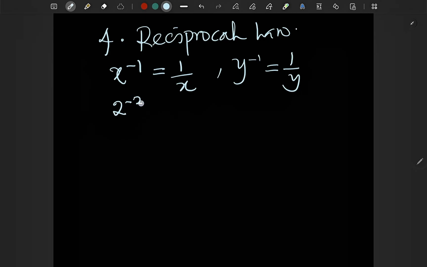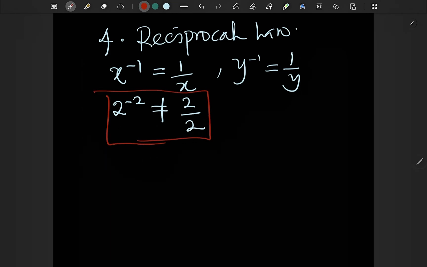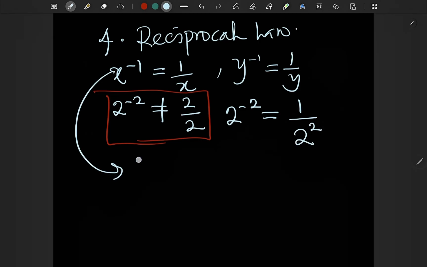2 raised to power minus 2 is not equal to 2 over 2. Do not try this. Some students would say that, okay, look at the pattern, please. This would not work. Therefore, what would it be? 2 raised to power minus 2 is equal to 1 over 2 raised to power 2. Therefore, this here means x raised to power minus 1 is equal to 1 over x raised to power 1.